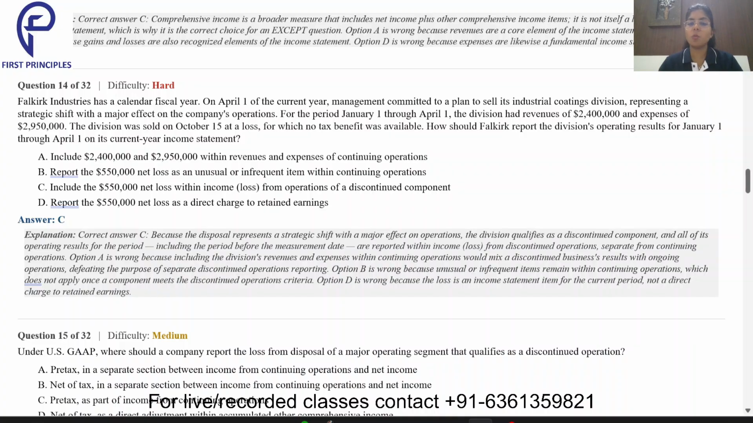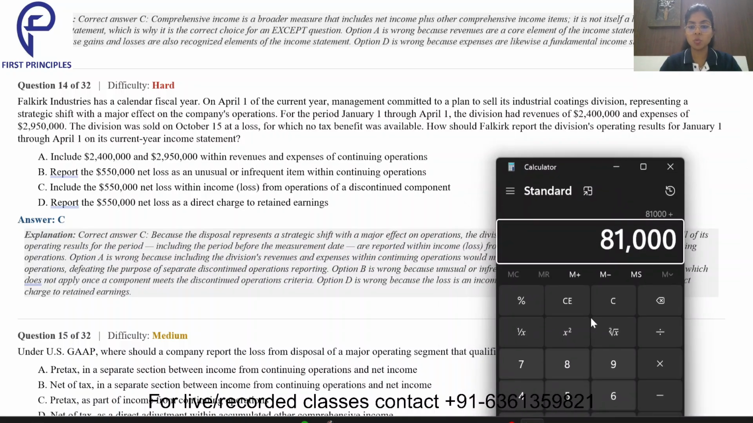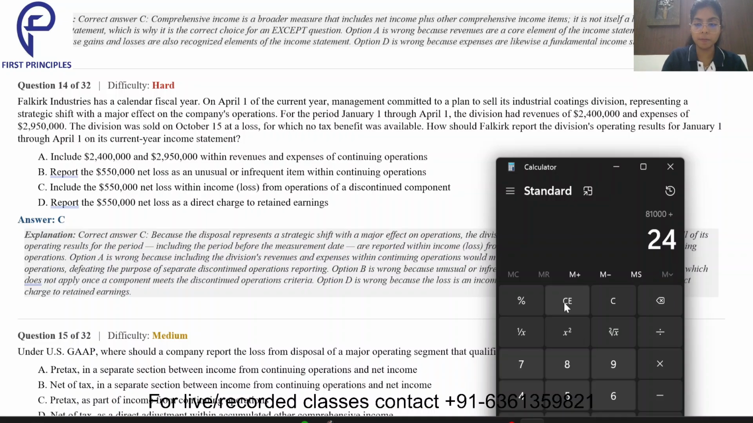For the period January 1 through April 1, the division had revenues of 2.4 million and expenses of 2.95 million. So for January 1 to April 1, this is the revenue and the expenses. The division was finally sold on October 15 at a loss, for which no tax benefit was available. How should Falkirk report the division's operating results for January 1 through April 1 on its current year income statement? First of all, what will be our net profit or loss from this? The revenue is 2.4 million and the expense is 2.95. So let us do the calculation.